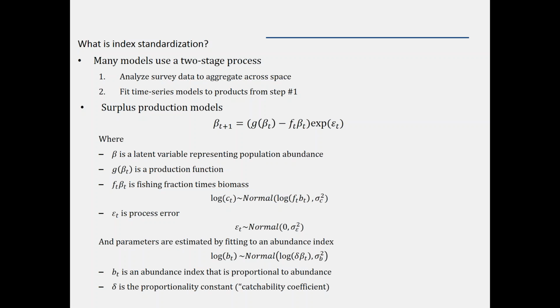And we complete the model by specifying an observation model for the biomass. So we have an abundance index, B sub T, that is lognormally distributed around true biomass, which you don't observe, times a catchability coefficient that represents the proportionality between the abundance index and true biomass. For fisheries people, this is the first model they ever really look at, but maybe not in state-space version.